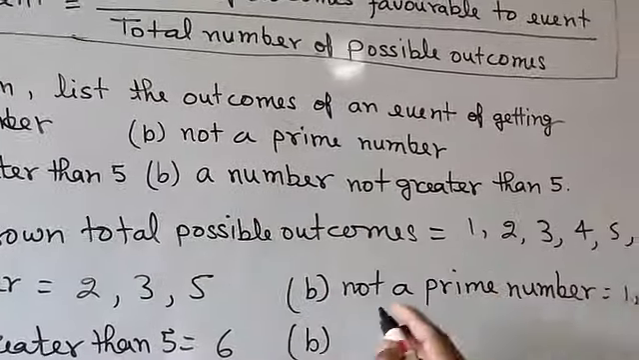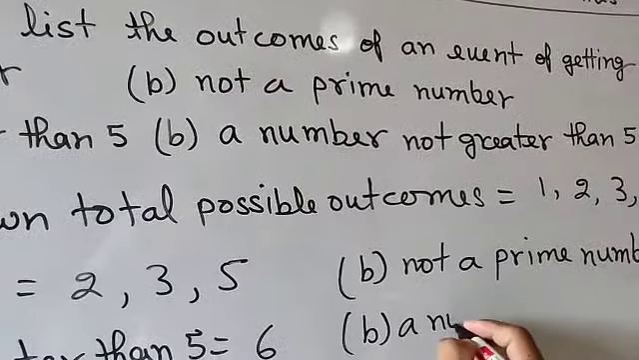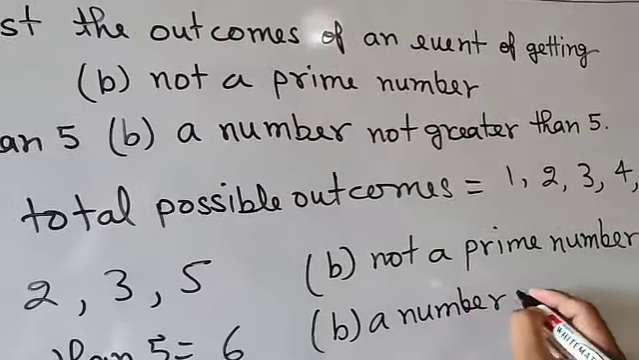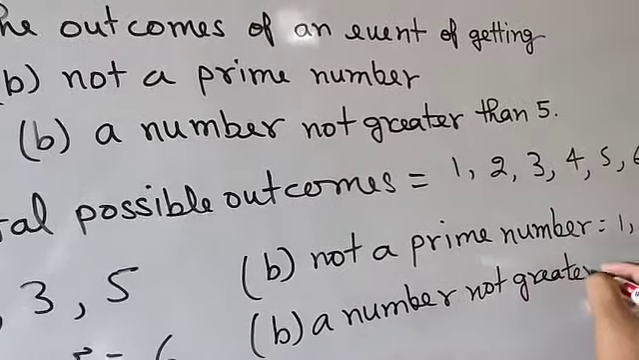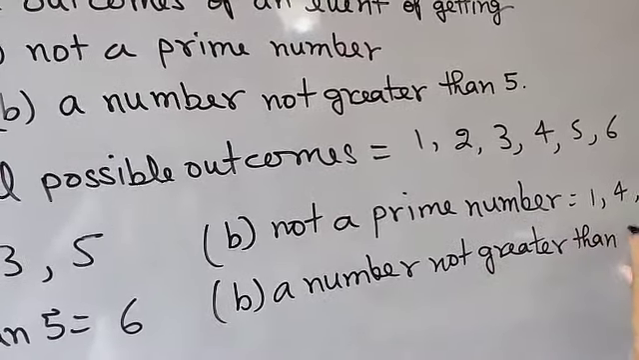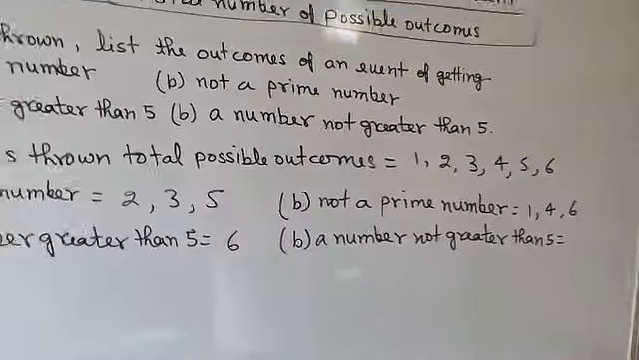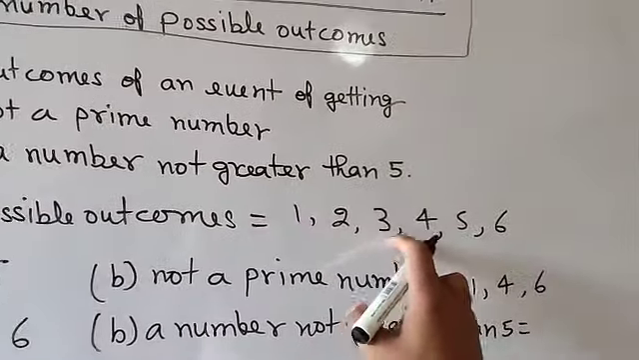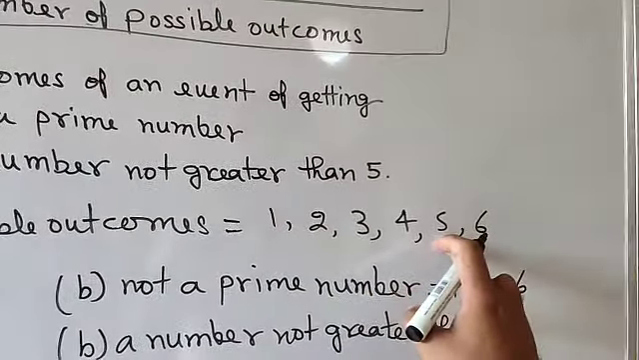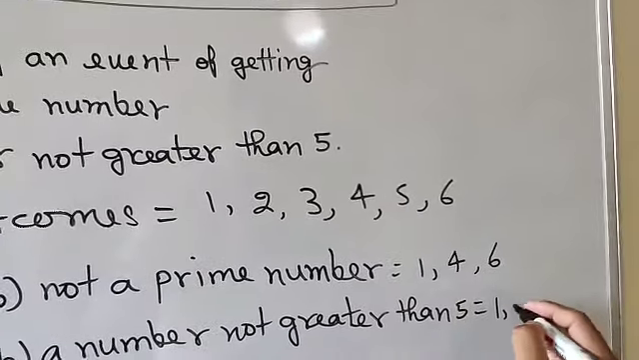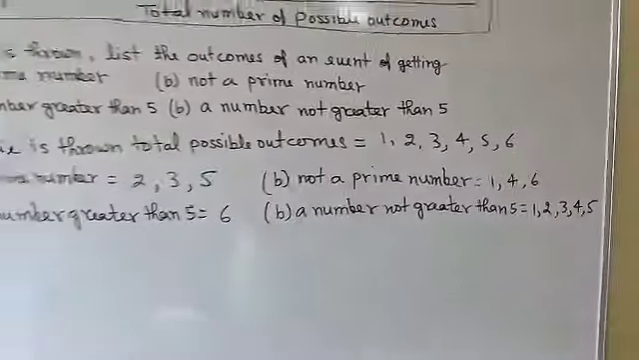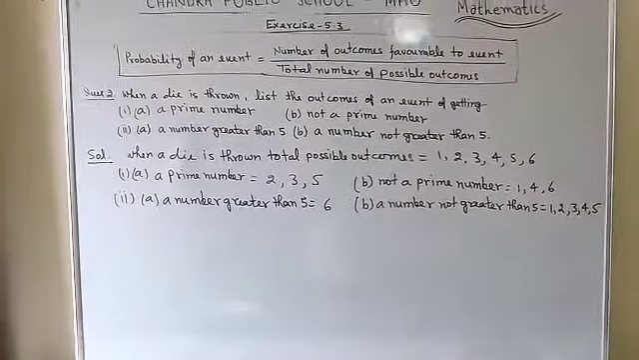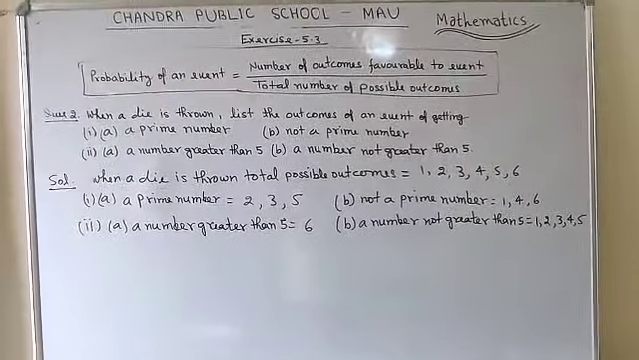Now B part. A number not greater than 5. So what are the numbers not greater than 5? So 1, 2, 3, 4 and 5. 5 is also not greater than 5. So 1, 2, 3, 4 and 5. So these are the possible outcomes according to the questions.